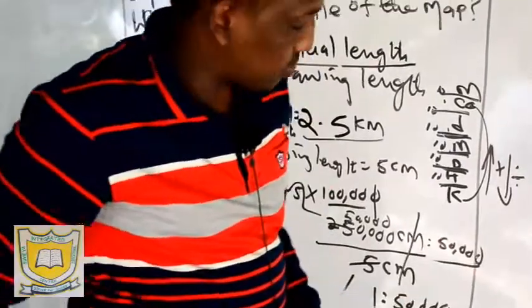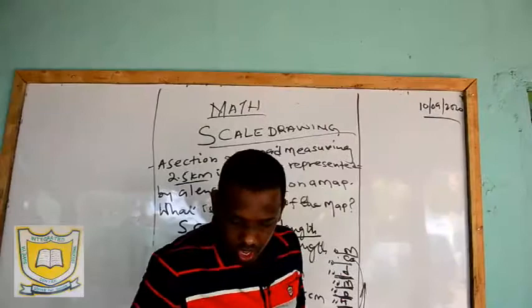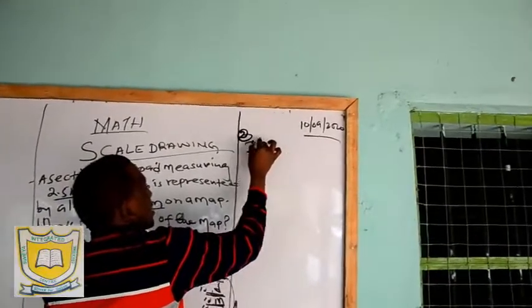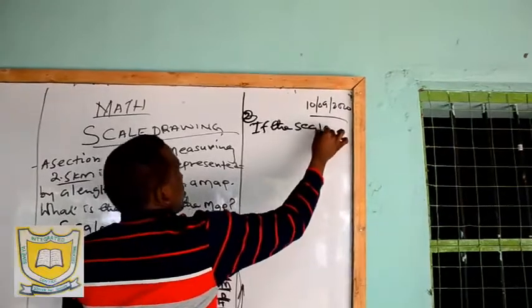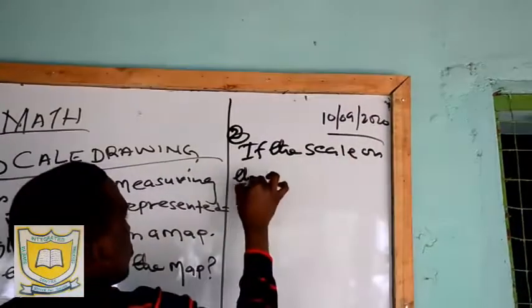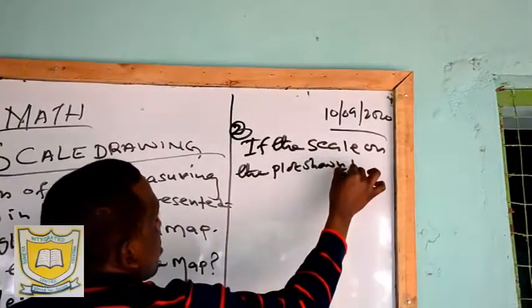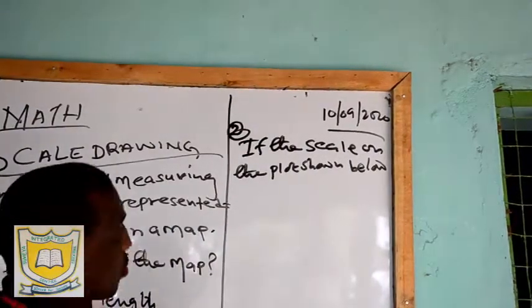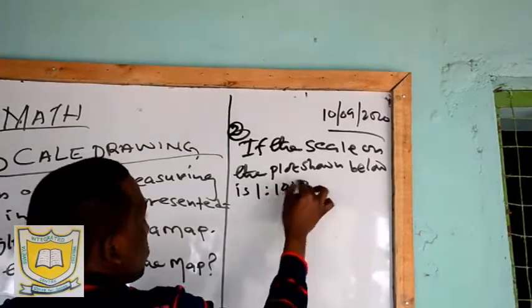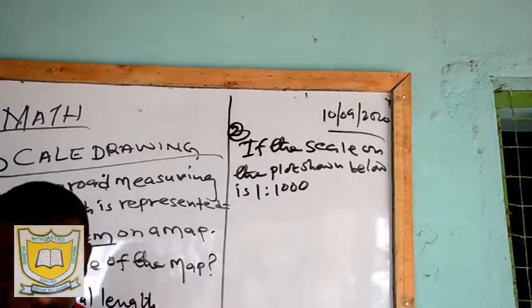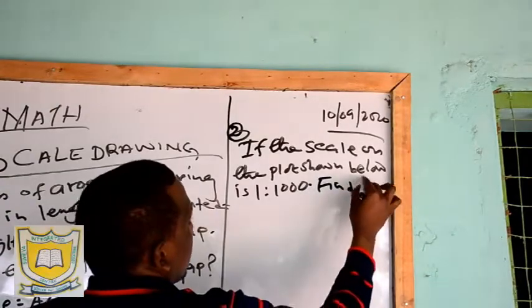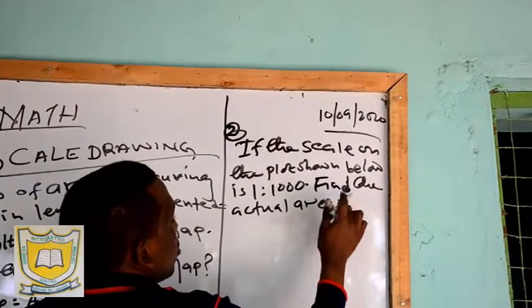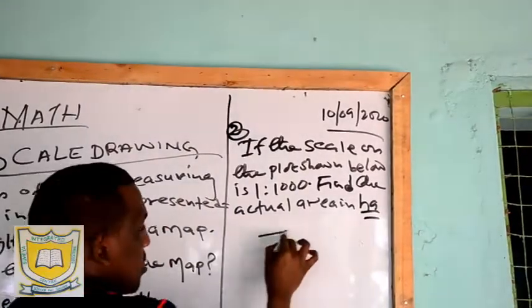Here is another question. You are told that the scale on the plot shown below is 1 to 1000. Find the actual area in hectares.